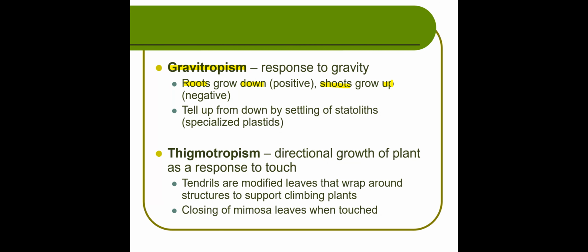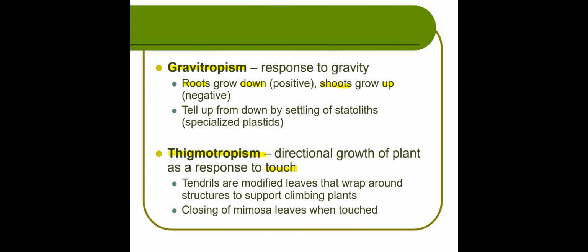So even if you were to take a plant and knock it over, a lot of times the roots will still grow out and down toward the ground, and then the shoots will still come out and up, okay? They have this natural tendency of roots down, shoots up. I don't know that this is fully understood, but there are these little plastids, these little organelles called statoliths, that settle into different areas of the plants and tell those roots and shoots which direction to grow. And then we have thigmotropism, which is response to touch.